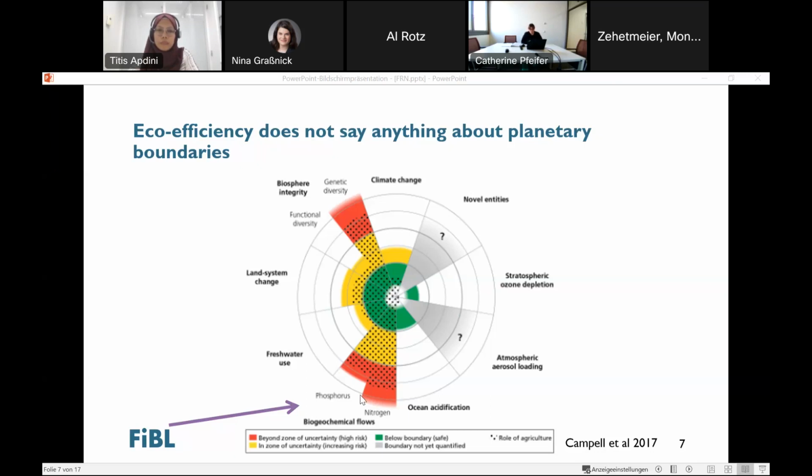So here comes the question, well, is this focus on greenhouse gases really the big thing, or aren't we basically overlooking something?